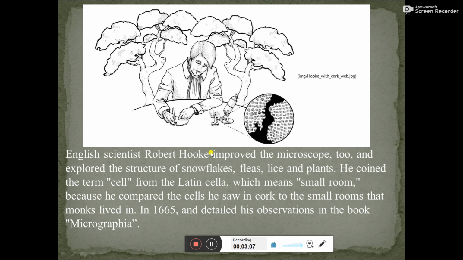So when he took the cork of plant cells, he found certain compartments or small rooms were there. And he named them cella. That means the term cell was given for the small rooms which he saw in the cork cells. And in 1665, he detailed all his observations in a book called the Micrographia.